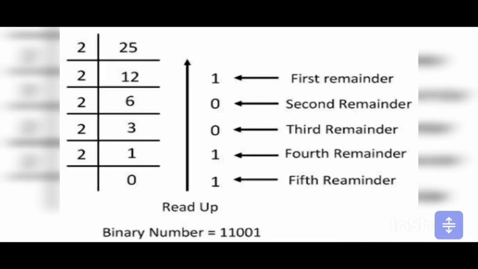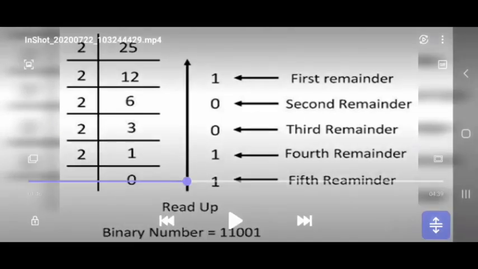25 is divided by 2 and its remainder is 1. 12 is divided by 2 and its remainder is 0. 6 is divided by 2 and its remainder is 0. 3 is divided by 2 and its remainder is 1. And last is the 1. So if we write the binary format, we have to take it from bottom to top. So the binary number, from bottom to top, means MSD to LSD, is 11001.